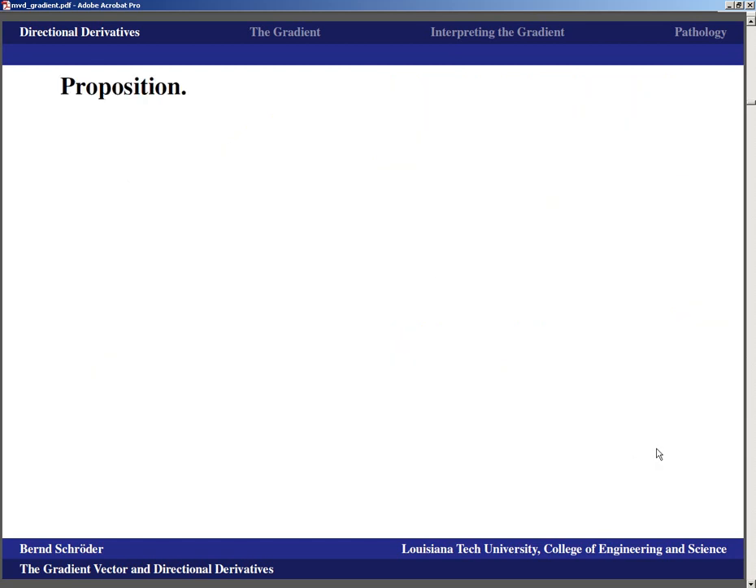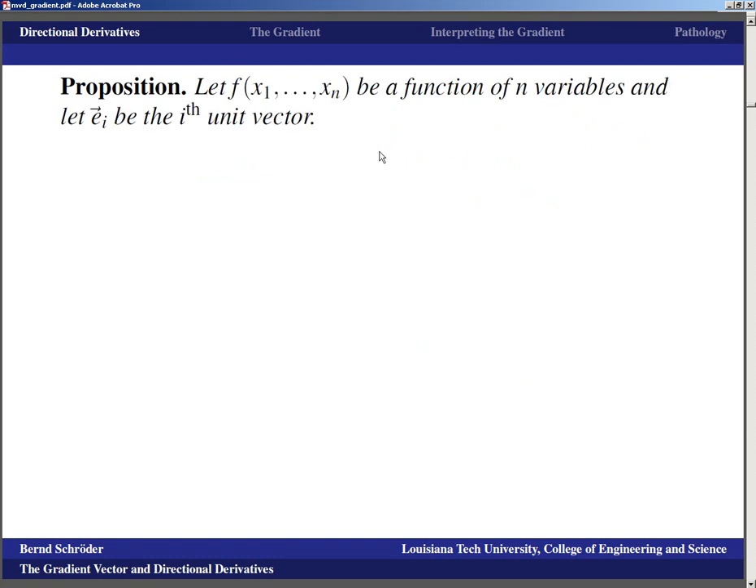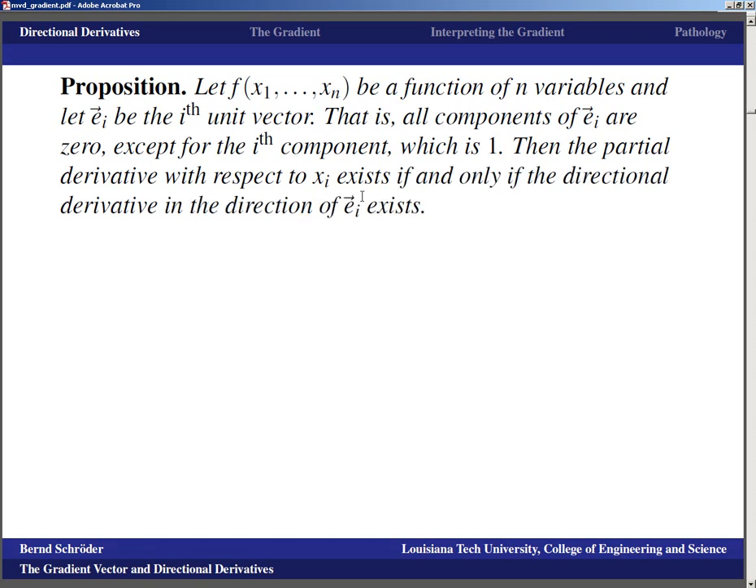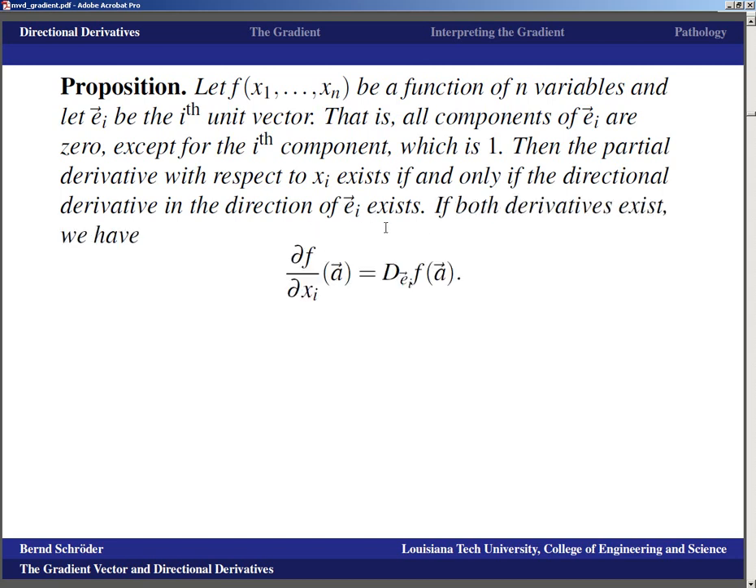All right, so proposition, if we have a function of n variables and if ei is the ith unit vector, which means that all components of this vector ei are 0 except for the ith component, which is 1, well, then the partial derivative with respect to xi exists if and only if the directional derivative in the direction of the unit vector ei exists. And if both derivatives exist, then we have that the partial derivative of f with respect to xi is the directional derivative of f in the direction of ei.